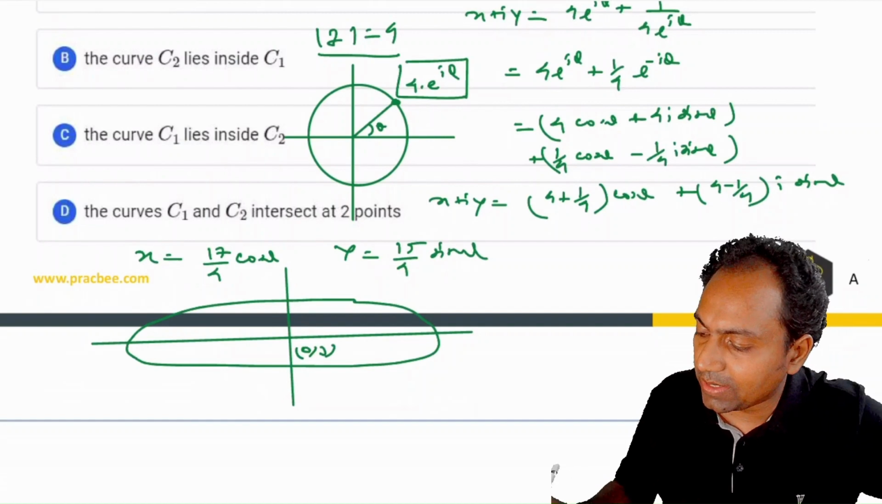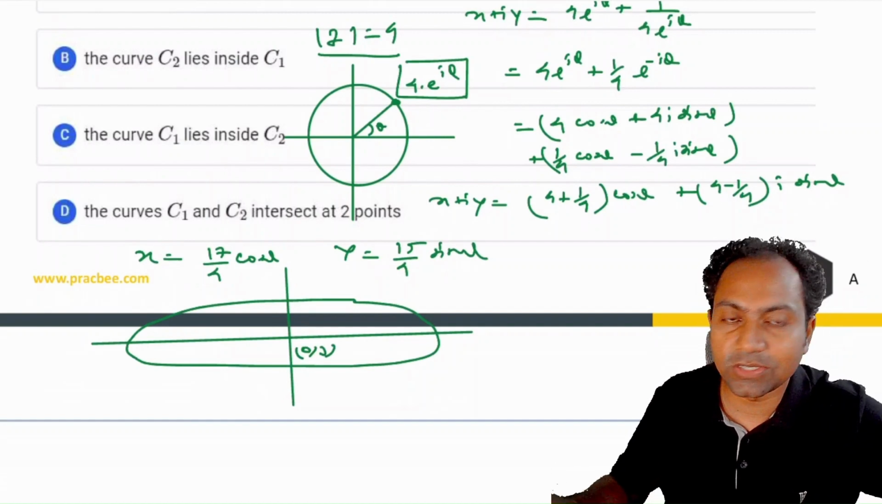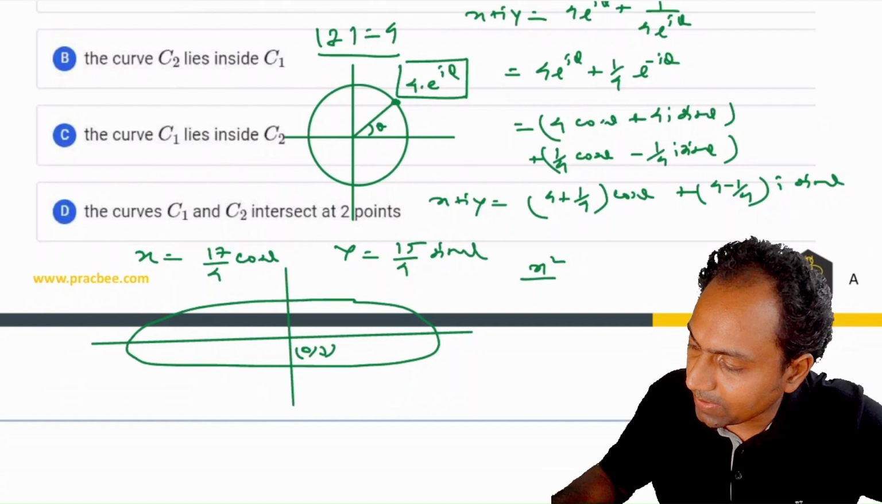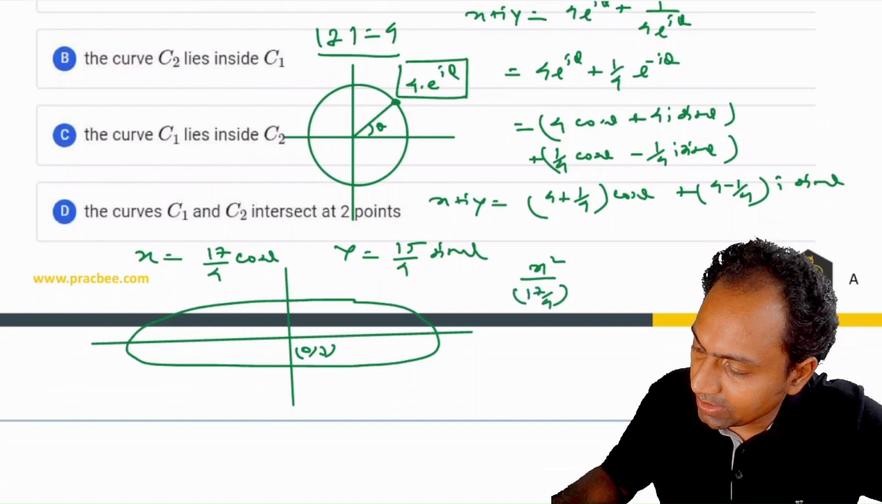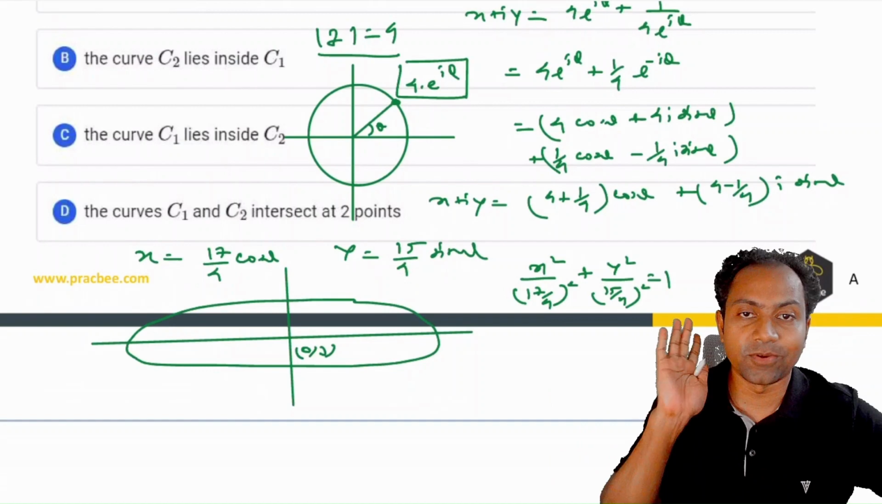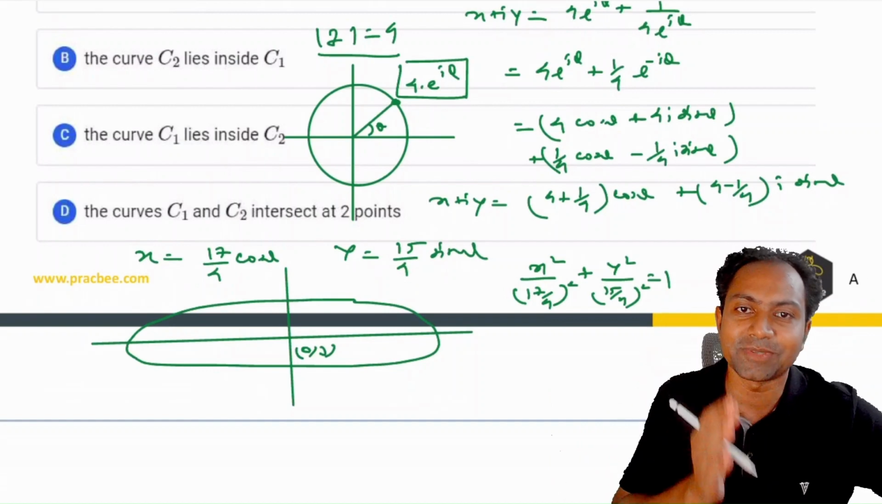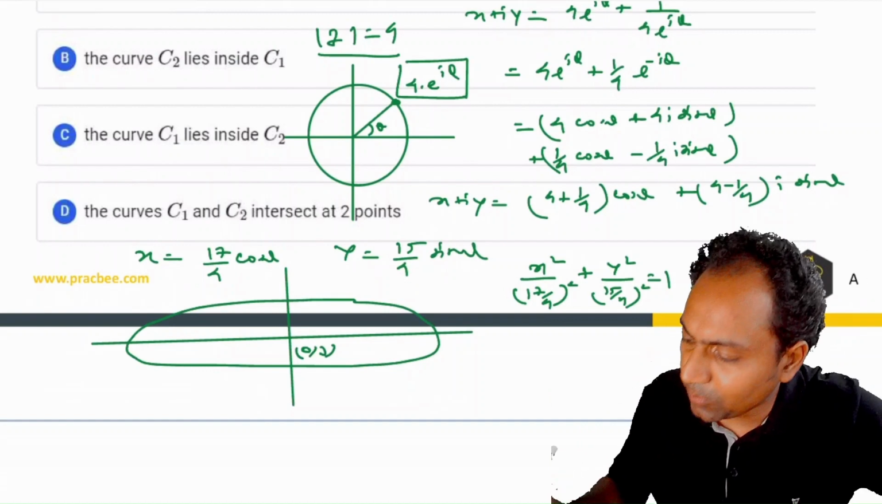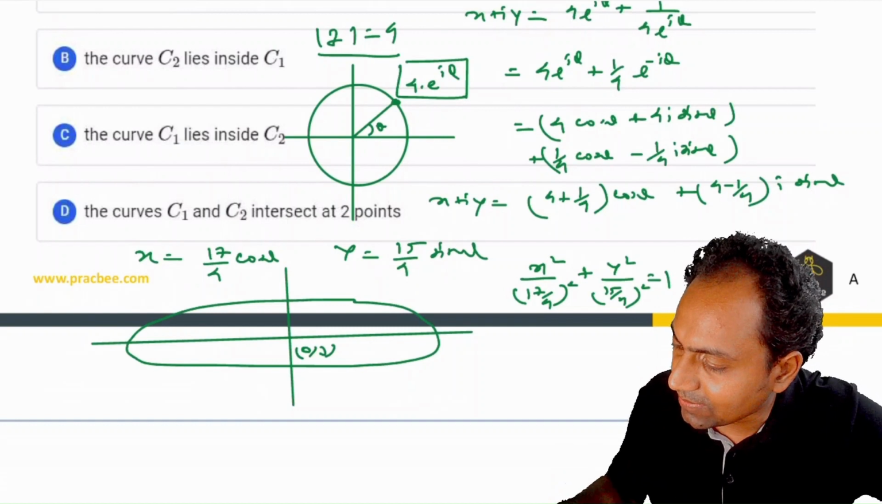And for the value of a, if you write the equation from here, it is coming out to be x square by 17 by 4 whole square plus y square by 15 by 4 whole square is equal to 1. What we have done is use cos square theta plus sin square theta equal to 1. Cos theta we find from the first equation, sin theta from the second equation, and we have got our answer. Once we plot it, you can see that the value of a here is 17 by 4.